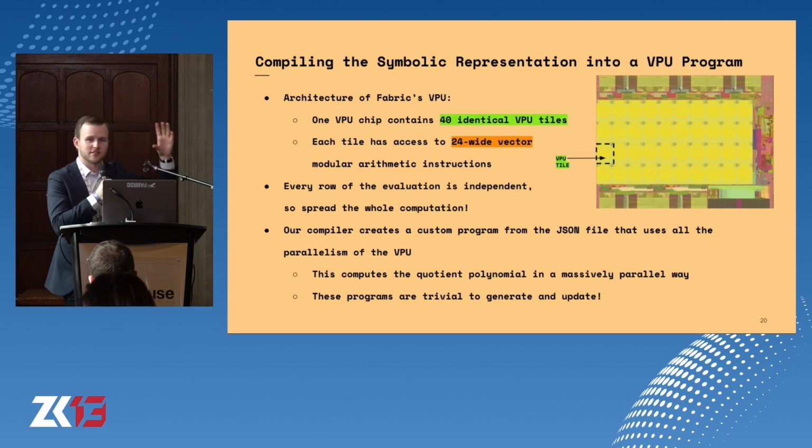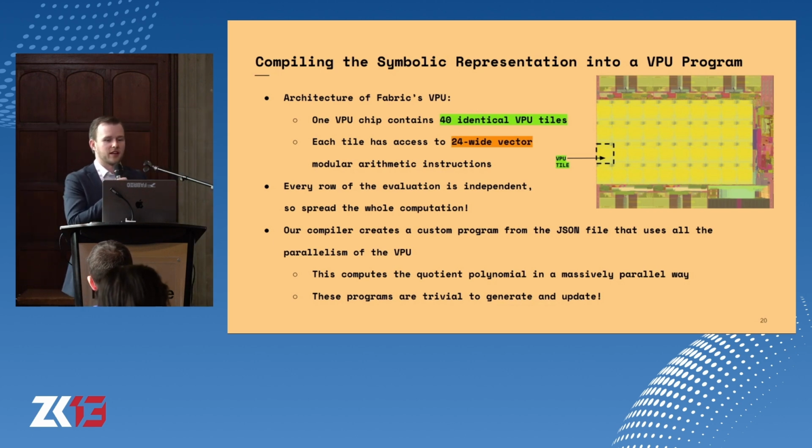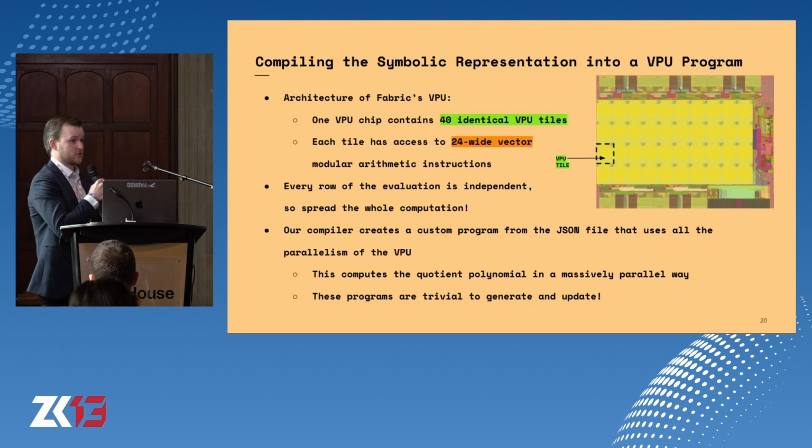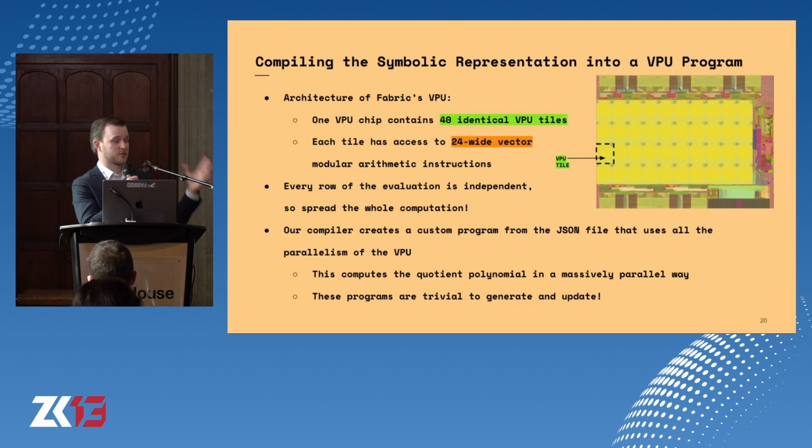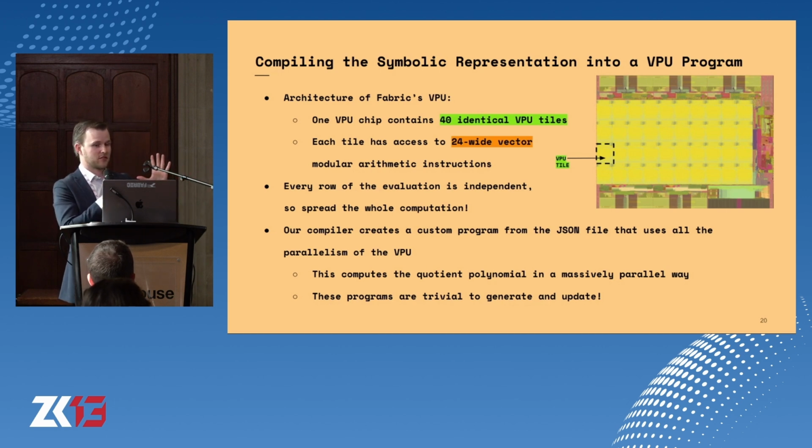And each one of these tiles is basically identical, and they are capable of doing a lot of arithmetic, and it has access to those performant cryptography instructions. Some of which, for example, the most simple example is that there are like 24-wide vector modular arithmetic instructions. So those can just absolutely rip through simple modular arithmetic.